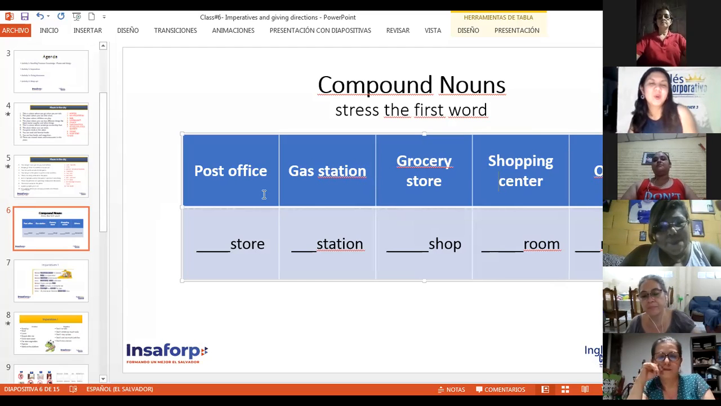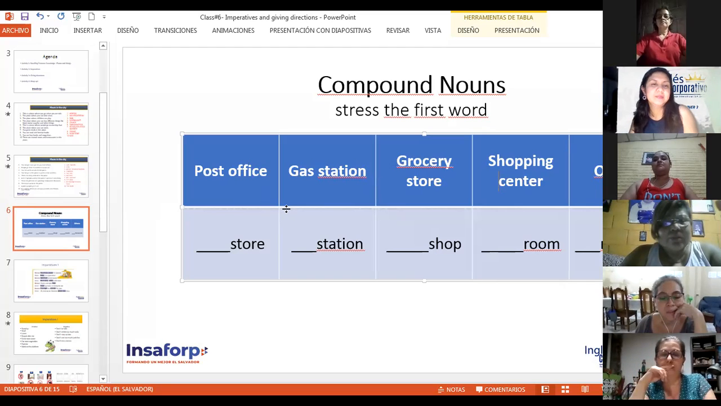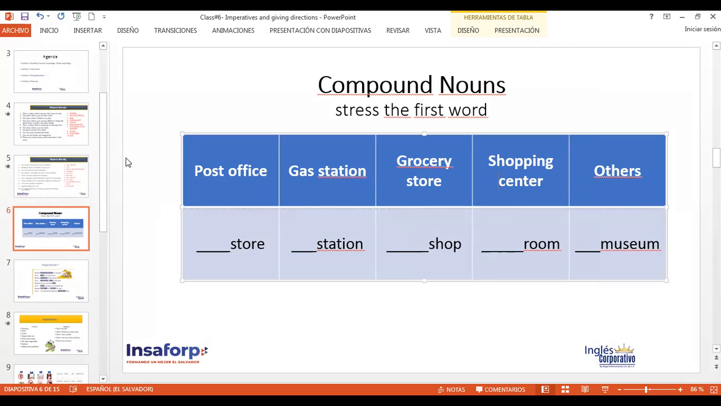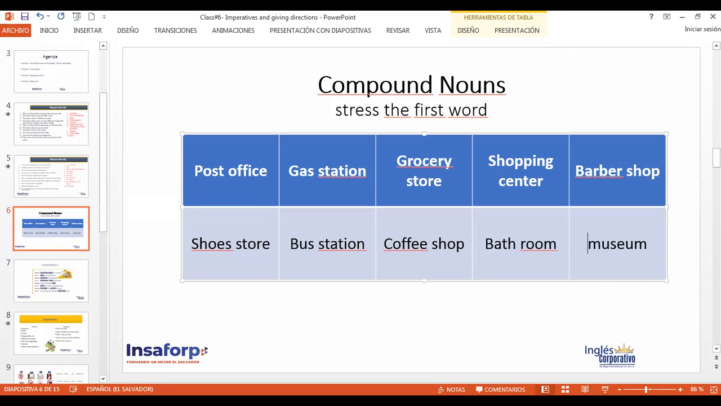Okay, what about this other? Department store? Okay, department store. I want to put another one. What about shoe store? Department store is good too. A station. What about bus? Bus or train station. A shop. Coffee shop. Barber shop. Nails shop too. Okay, coffee shop. Room? Bathroom. Museum? Art museum. Okay, yeah.